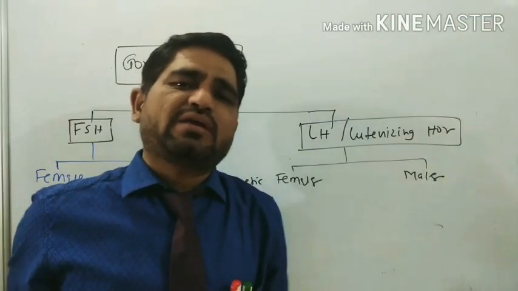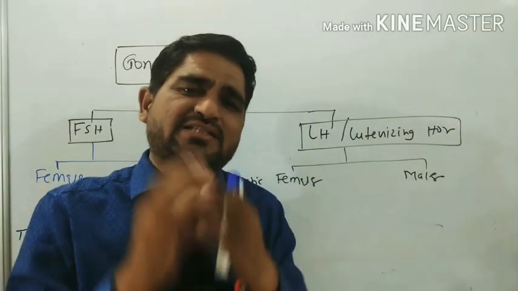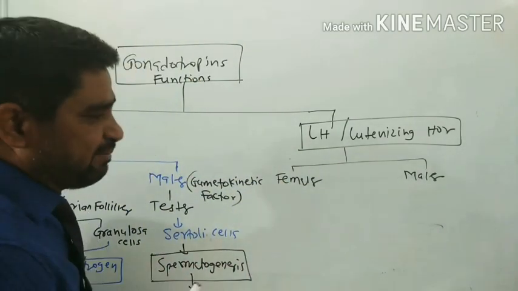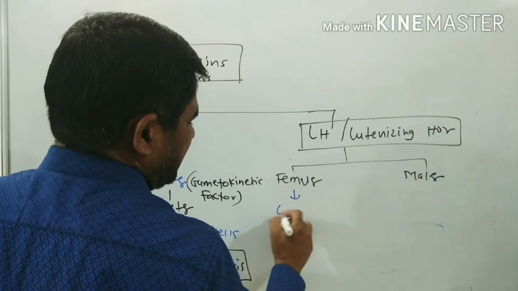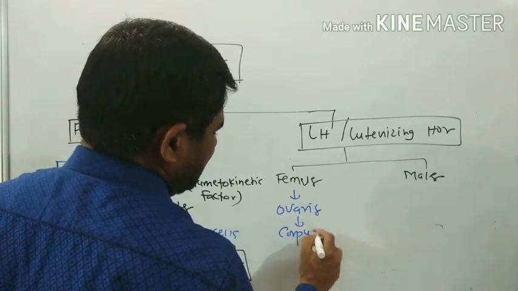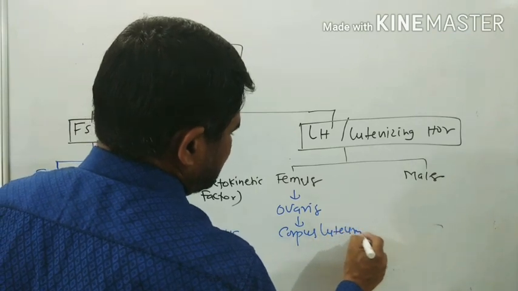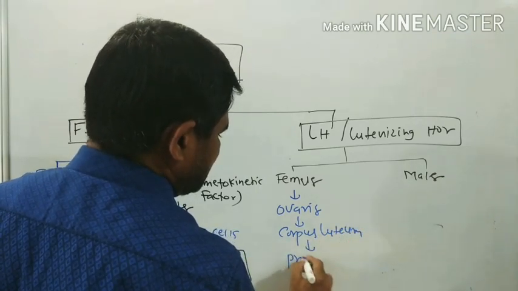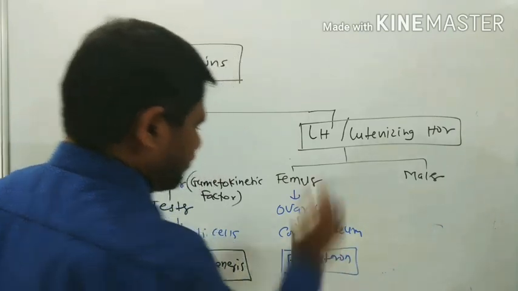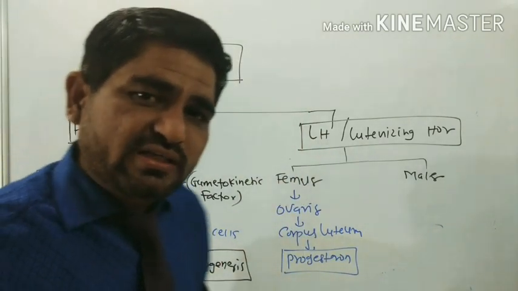Within that structure of the ovary, we will find a yellowish mass of cells. That's called the corpus luteum, and it's going to control the functions of the corpus luteum. So in females, it is acting on the ovaries. Within the ovaries, what is produced is called the corpus luteum, which is responsible for secretion of a hormone called progesterone. Progesterone is a pregnancy hormone.